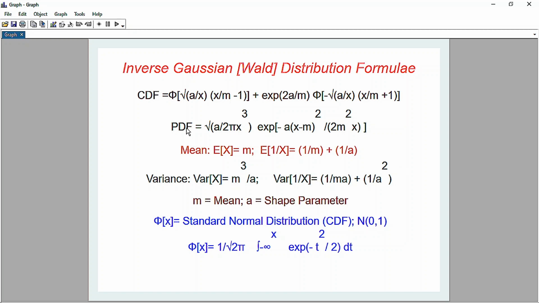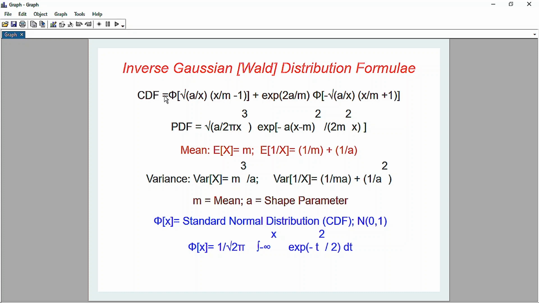Let us see the PDF. The formula for the PDF is the square root of a divided by 2 pi x cubed, times e to the power minus a times (x minus m), the deviation from the mean, squared, divided by twice m squared x. And the CDF we can calculate using the CDF of the standard normal distribution for this value, plus e to the power twice a divided by m, multiplied by the CDF of the standard normal distribution for this value.